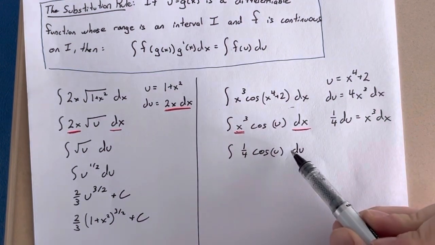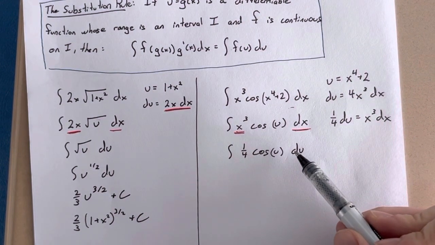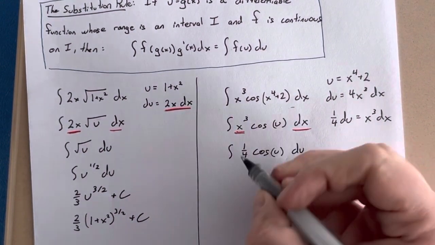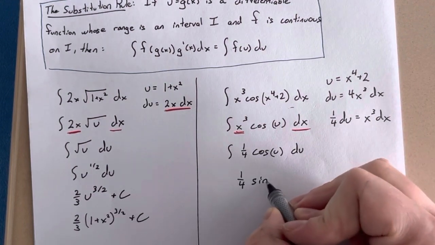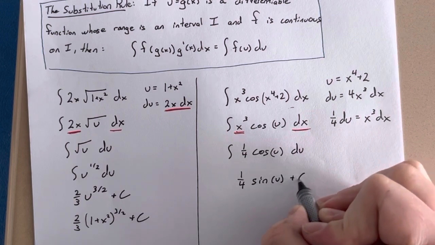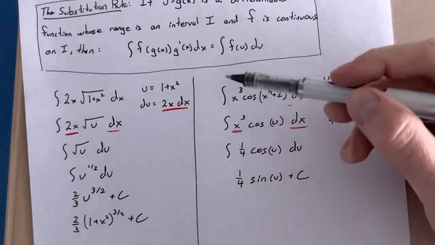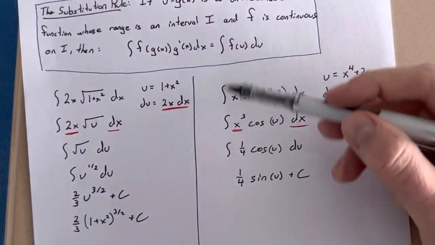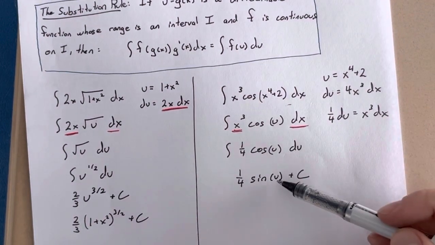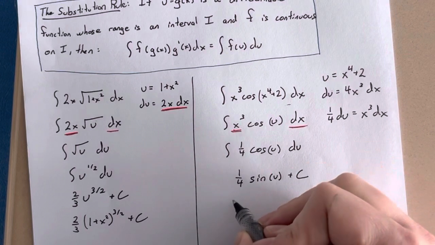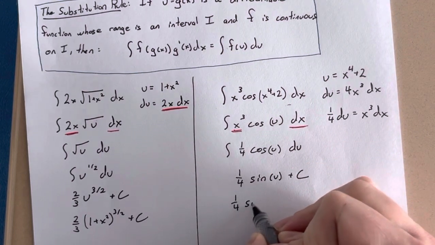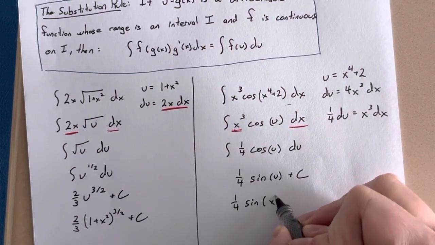And then the du pops over. Okay, pretty straightforward integral here. The 1/4 is still there. Cosine goes up to sine. And we have to remember our plus c since it's an indefinite integral, right? There are no bounds. Once we're here, we know u is the same as x to the 4th plus 2. So one quick substitution to get us back into x world.